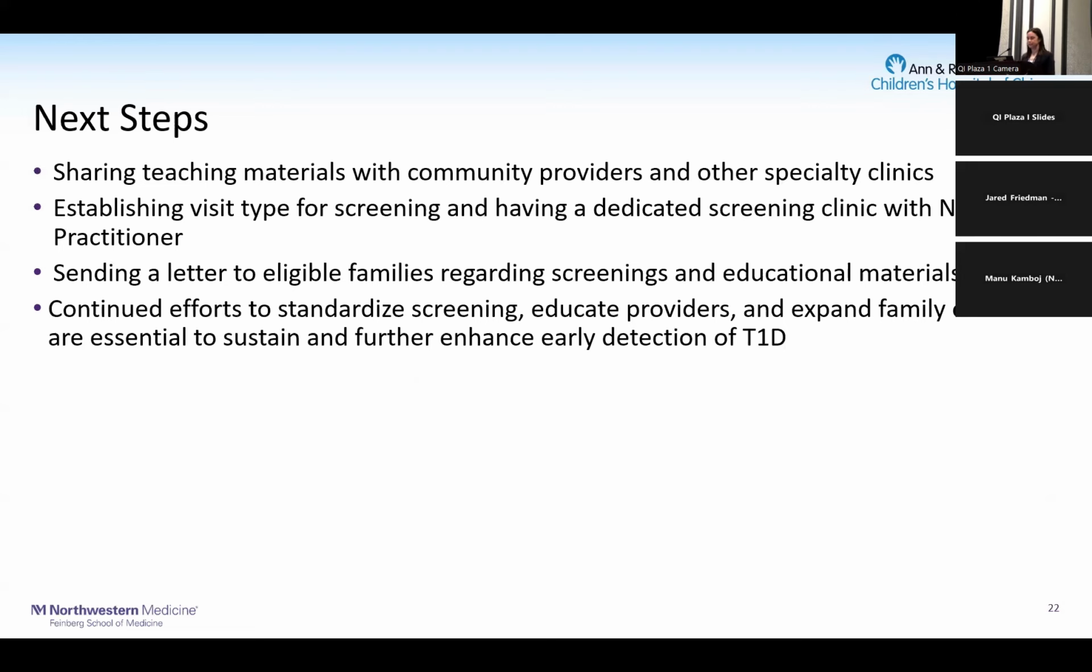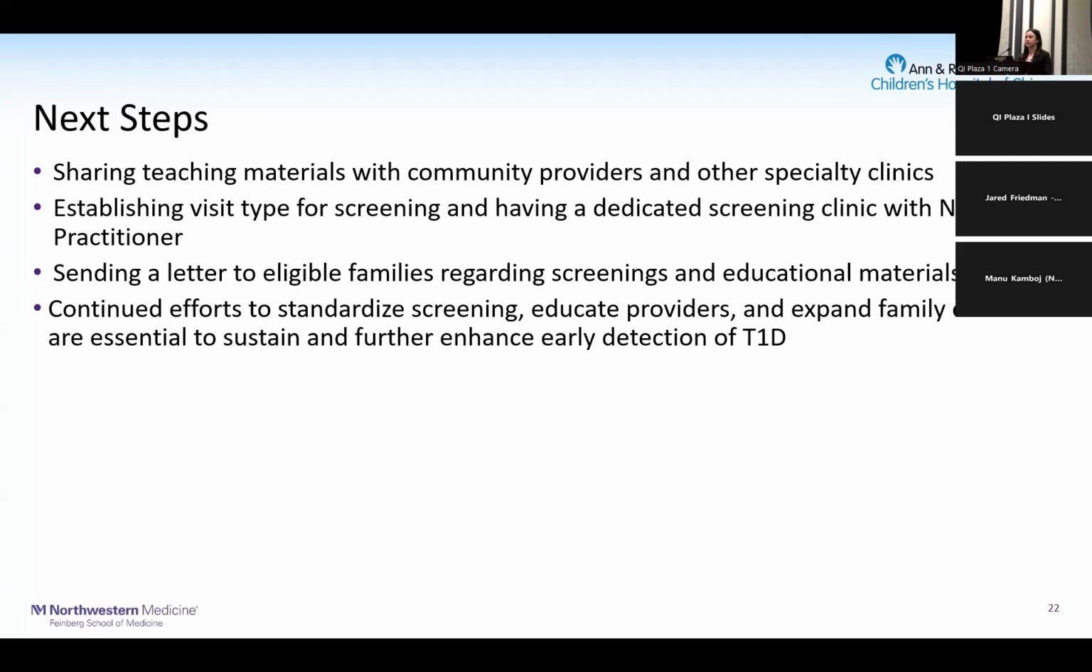So in terms of next steps, one of the things we're really working on is expanding to the community providers and other specialty clinics such as GI and rheumatology and partnering with them to talk to their patients, their celiac and rheumatoid patients, about screening. Our goal is to establish a dedicated screening clinic, which we do not have as of now, with our nurse practitioner, but we're working towards that.